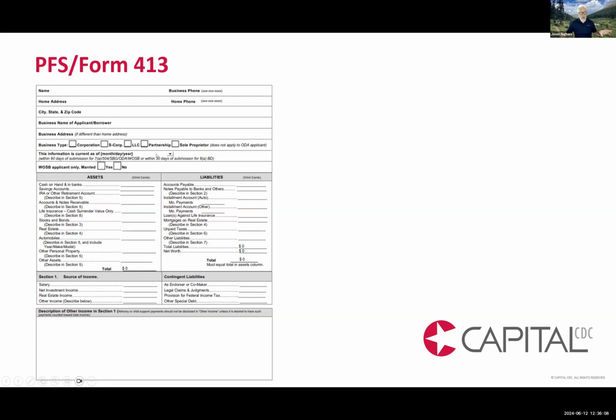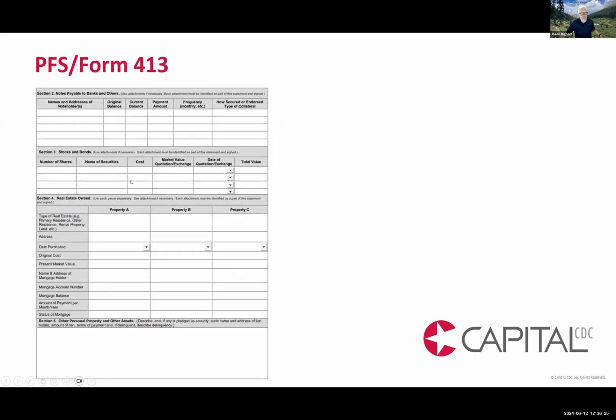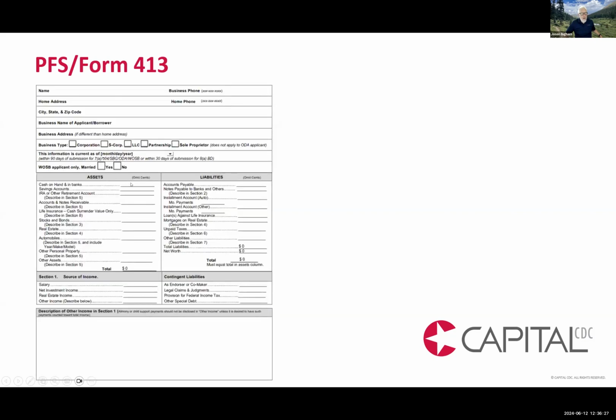You want to tell here what's the date of the financial statement, and you want to fill it out, and you see, oh, look, this is familiar. Assets on the left, liabilities on the right, and net worth at the bottom. That's really how this should go, is you fill out your assets. You start off with how much cash you have, in checking accounts, and how much you have in savings accounts. This is really important. They're going to want to see this.